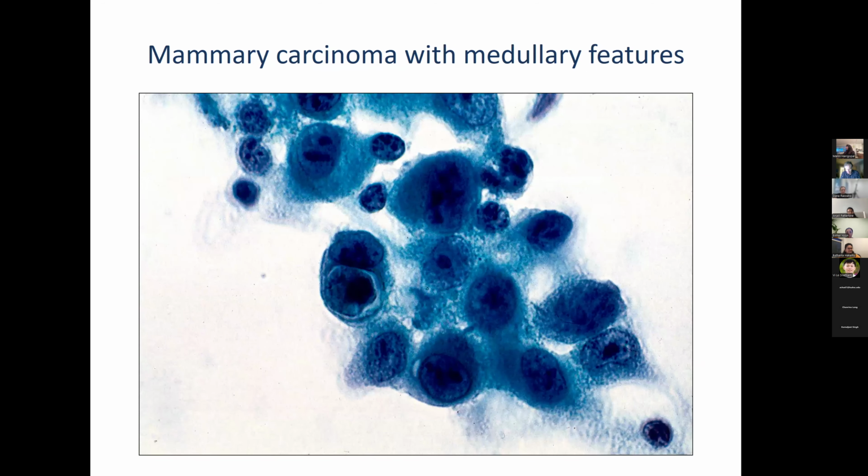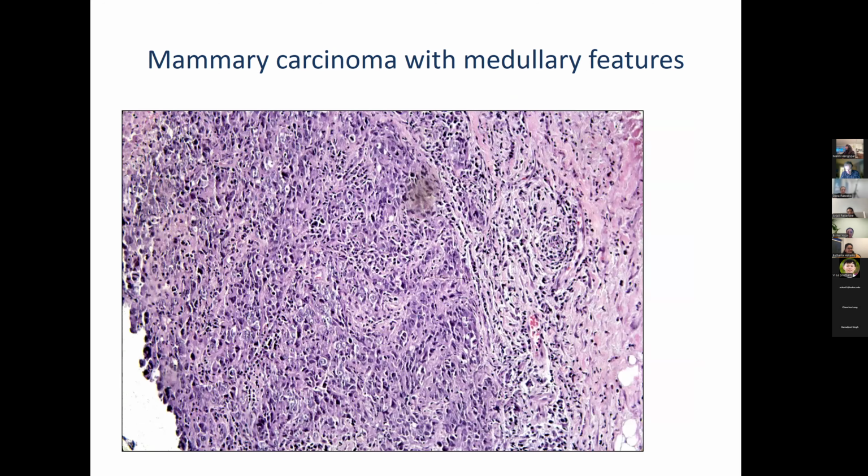This is an example of a mammary carcinoma with medullary features. And here you see this is all the carcinoma looking pretty well circumscribed, but there's a lot of lymphoplasmacytic infiltrate. And in the past, I think this TILs was responsible for the good prognosis that these patients had.